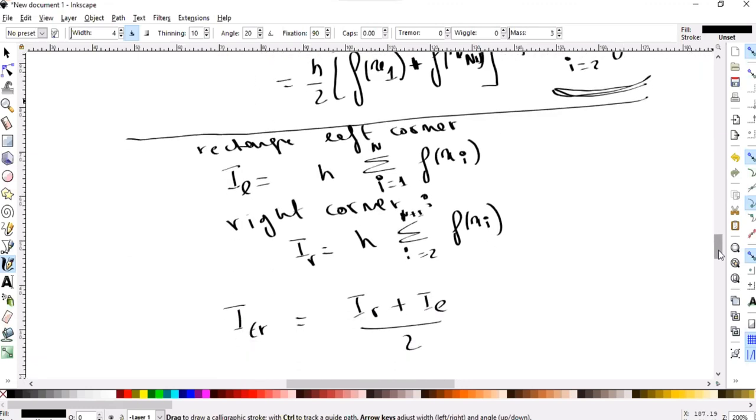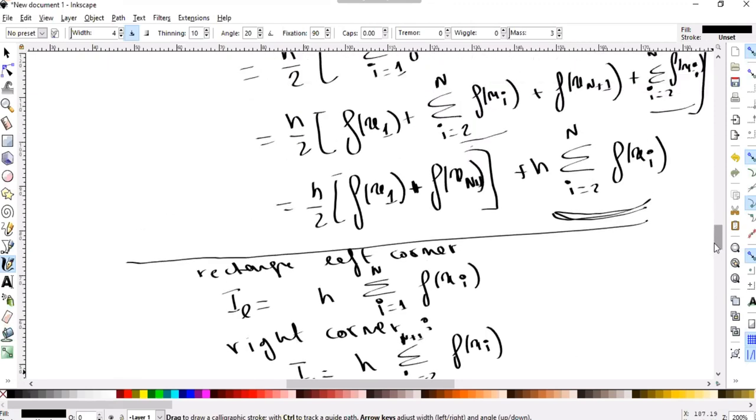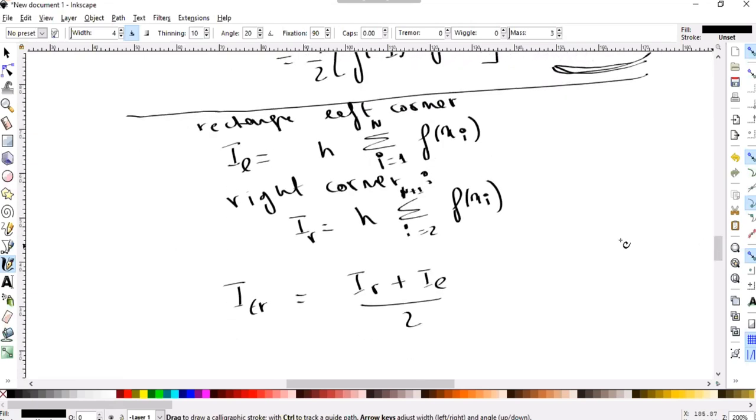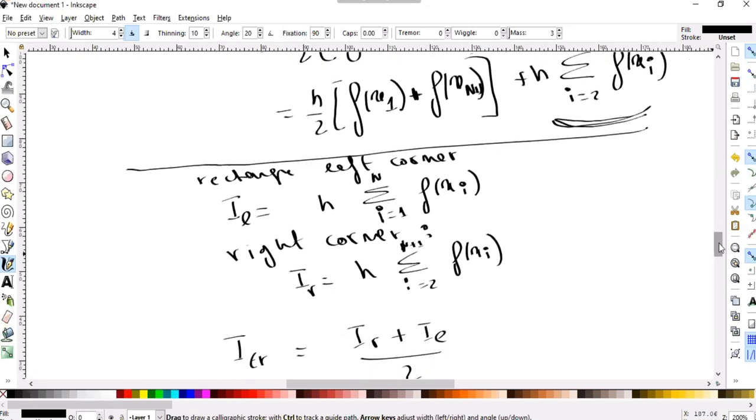Okay, so as you are doing the mean value of these two values, it's normal that it will give you a better result. Like we said, in the case where it's increasing, the rectangle left corner under approximates and this one over approximates. So if you take the mean value of the two, you get a better result. Same thing when it's decreasing: this one over approximates, this one under approximates. The mean value of these two methods will give you a better result.